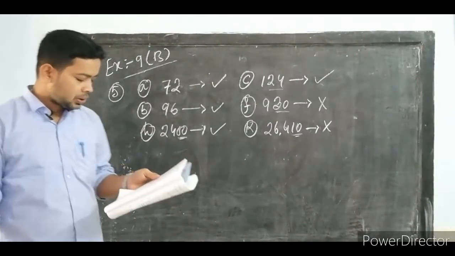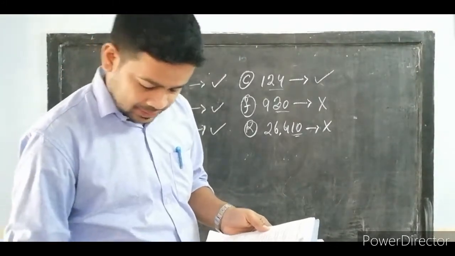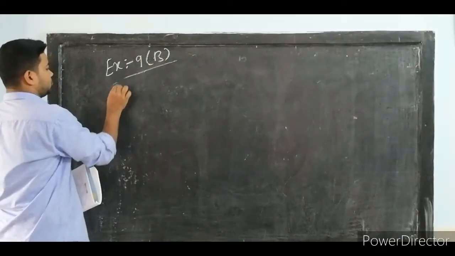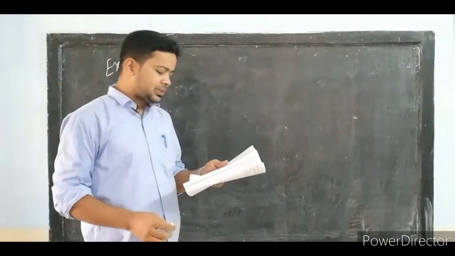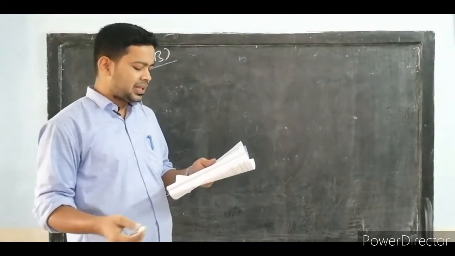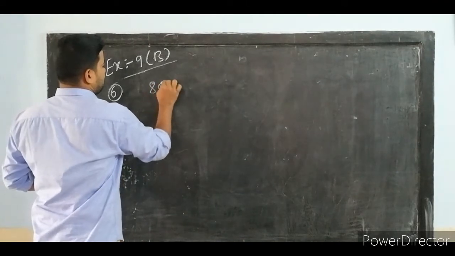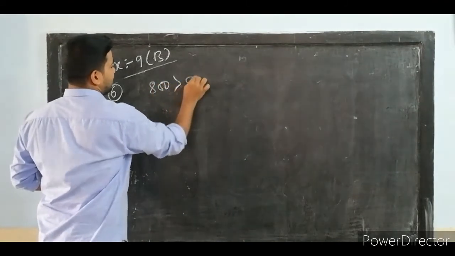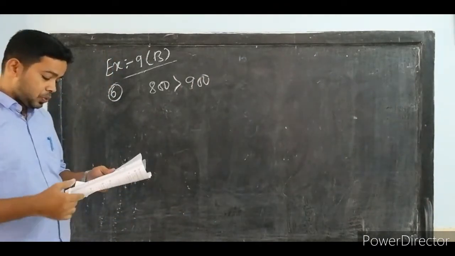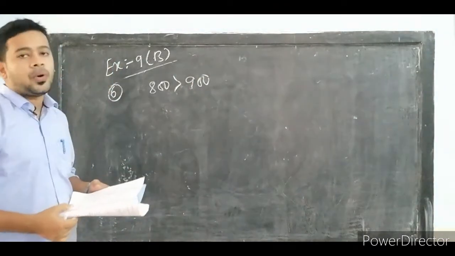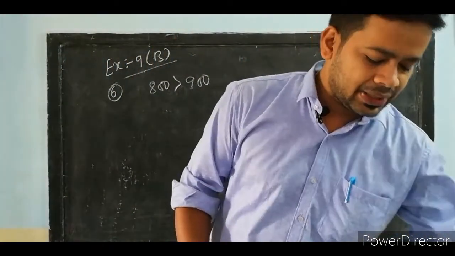Okay, now after 5, let's move to question number 6. In question number 6, write down 10 numbers greater than 800 and less than 900. We need to write 10 numbers which are divisible by 4. So you can write any numbers in between 800 and 900.